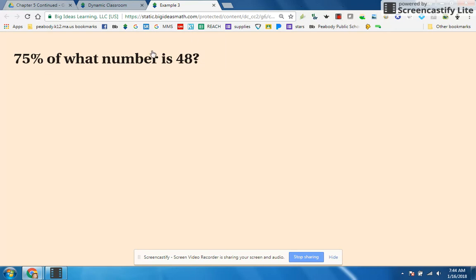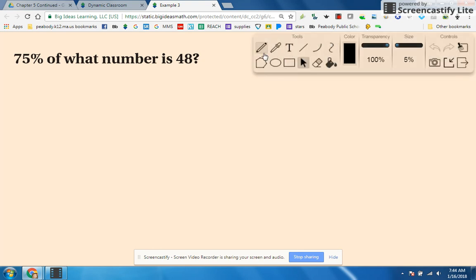Really have to read carefully for these problems so you know what steps to take. So this one says 75% of what number is 48?